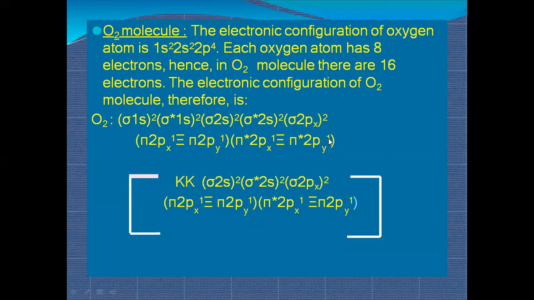Since we distribute the electrons on the basis of energy level, there is a difference in the electronic distribution. If you write KK for the first shell, the K shell, so K sigma, K anti-bonding, you can write it like this also: sigma 2s2, sigma star 2s2, sigma 2pz2, because only the z orbital will form sigma bonding. Px and py will form pi bonding. Pi x1 is equal to pi y1, pi anti-bonding x1 is equal to pi anti-bonding y1.